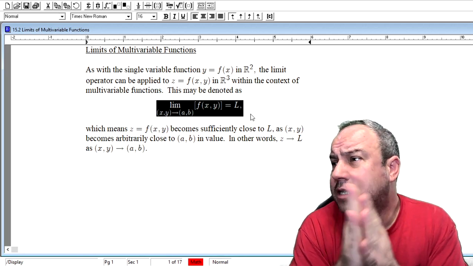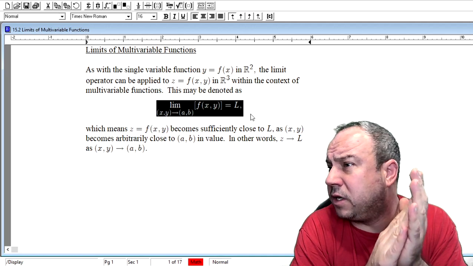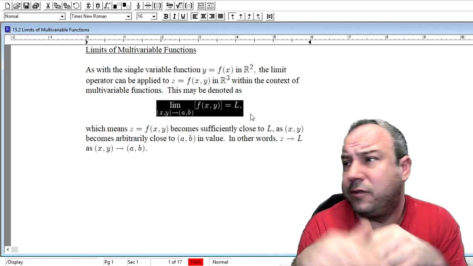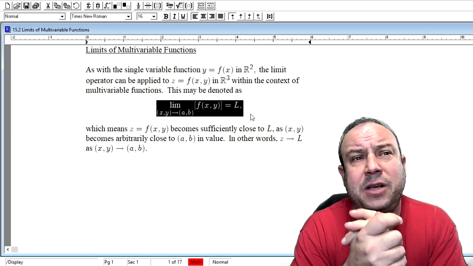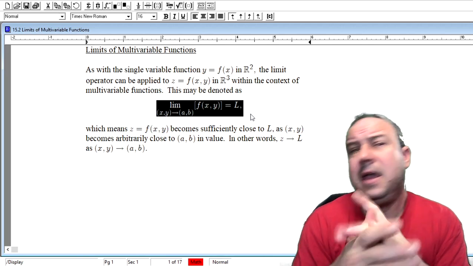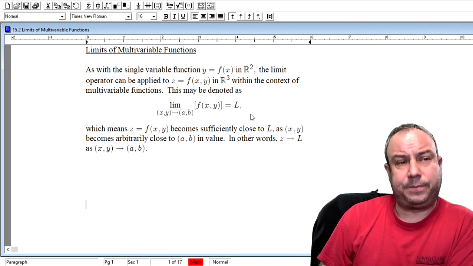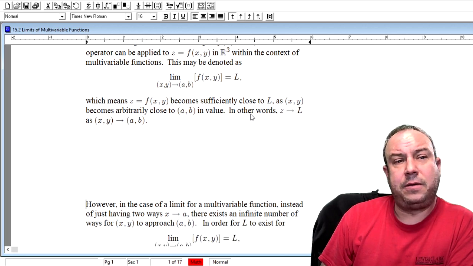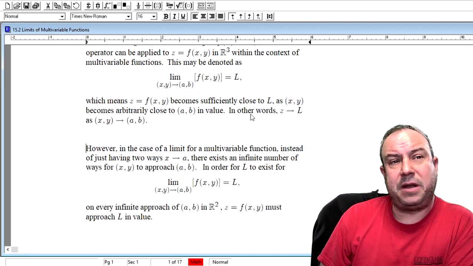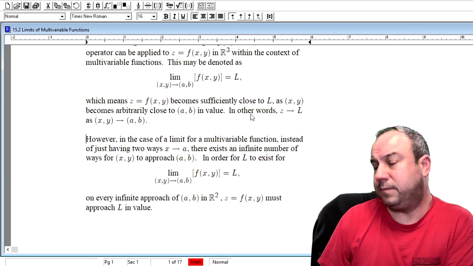There's a lot of different types of behavior we could consider here. And it's all wrapped up in the evaluation of a limit, the limit of a multivariable function. Now, there is a bit of a difference here. We take note.